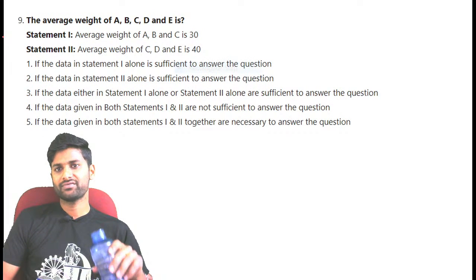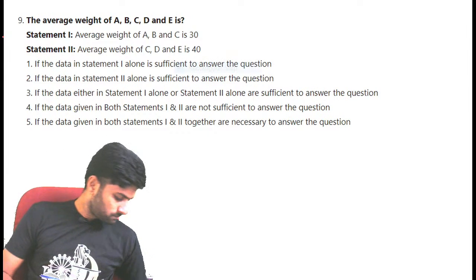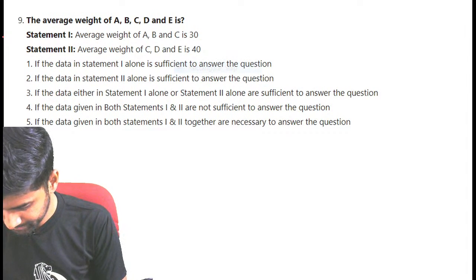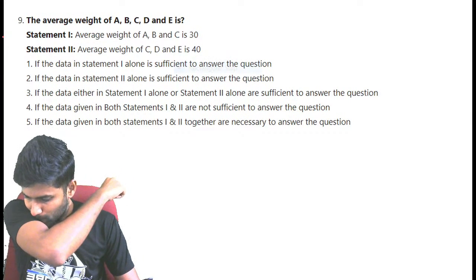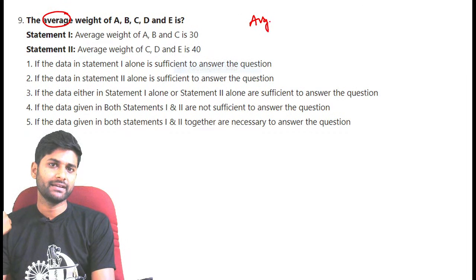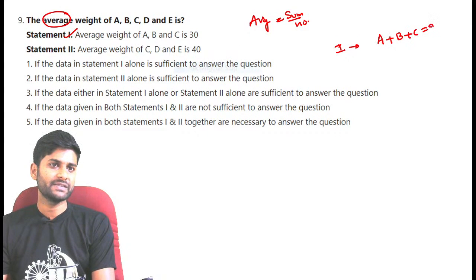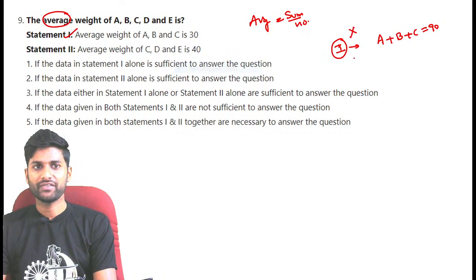Can we calculate the average weight of all these persons? So what is the meaning of average? Average can be calculated as sum divided by number. If you take statement 1 alone, the average weight of ABC is 30, so the sum of those three persons will always be 90. Sum becomes average into number. Statement 1 is not sufficient to get that answer.